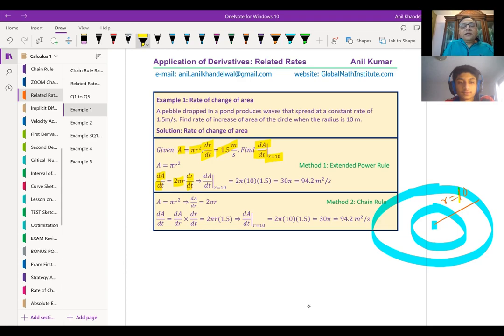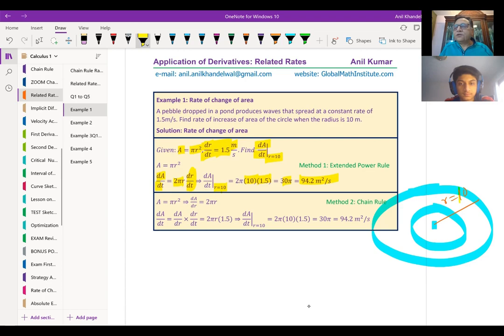So we know dA/dt at r equals 10: just substitute r equals 10, and dr/dt is given to you as 1.5, and then plug in 10 and get your answer. So simple as that. Sometimes they will ask you for exact values, then 30 pi will be your exact value in the answer. Is that clear to you? Yes, sir. So that is the way to do it.